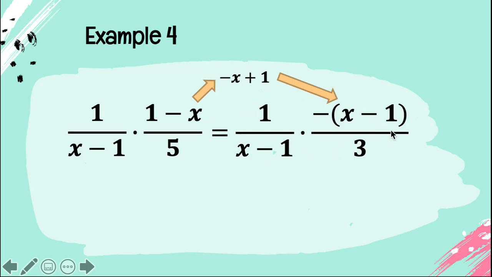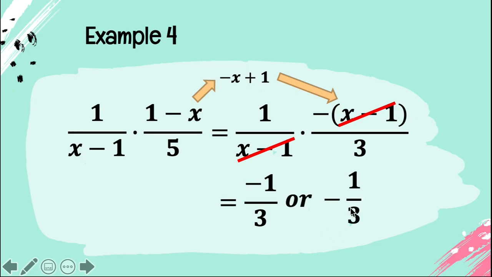So as you can see here, we can now cancel a common factor, which is x minus 1. So as we cancel x minus 1, the remaining is, again, 1. So therefore, the final answer will be 1 times negative 1 will have negative 1, and then 1 times 3, we have 3. You can have this as your final answer, or the other way of writing negative 1 over 3 is negative 1/3, writing the negative beside the fraction bar.